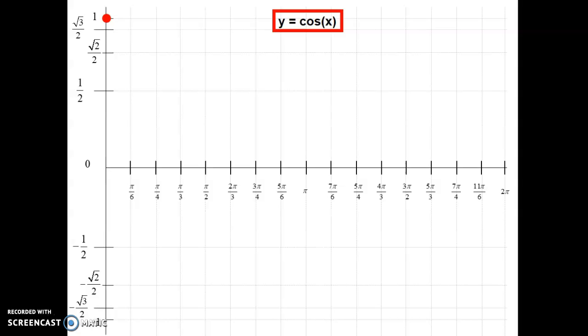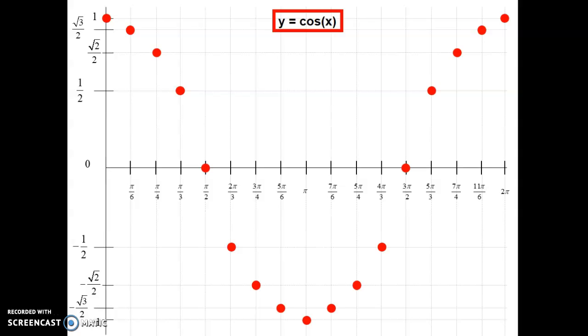All right, we look at pi over 6. The x value is root 3 over 2. Pi over 4, it's root 2 over 2. Pi over 3, it's 1/2. Pi over 2, it's 0. And then if you keep going along the unit circle with all the different radians, all the way till you get to 2 pi, you'll be able to plot all these points. So pause the video for just a second, finish plotting the points, and then come back.